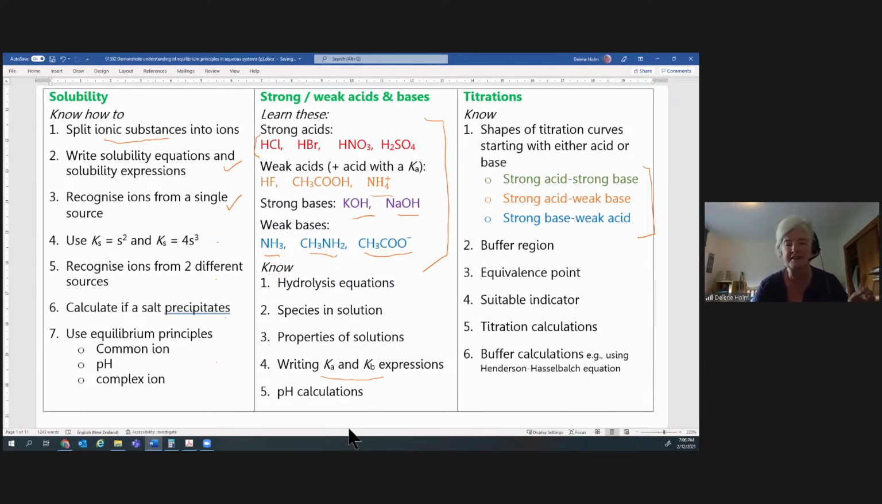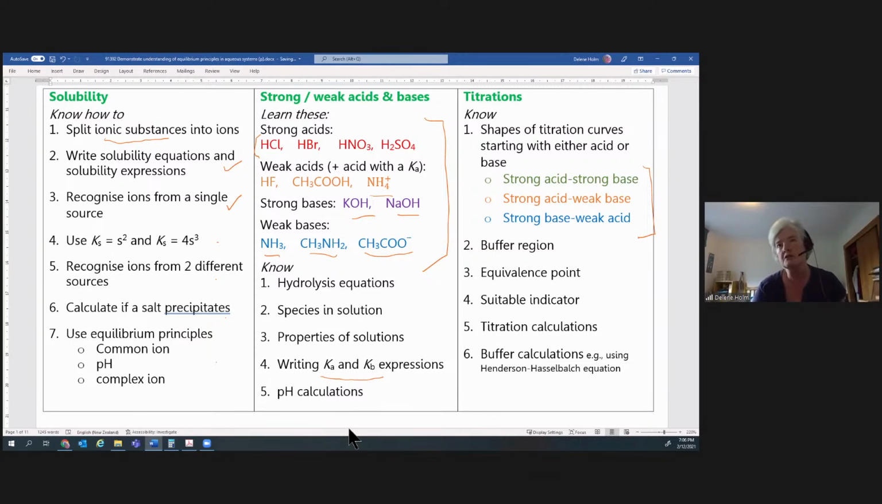I have never seen that one come up in the exam simply because that's the easiest one, but you never know, it could come up. Otherwise, it's the strong acid, weak base, or the strong base, weak acid. And you could be starting either from a low pH with the acid, or from a high pH if you're starting with the base.